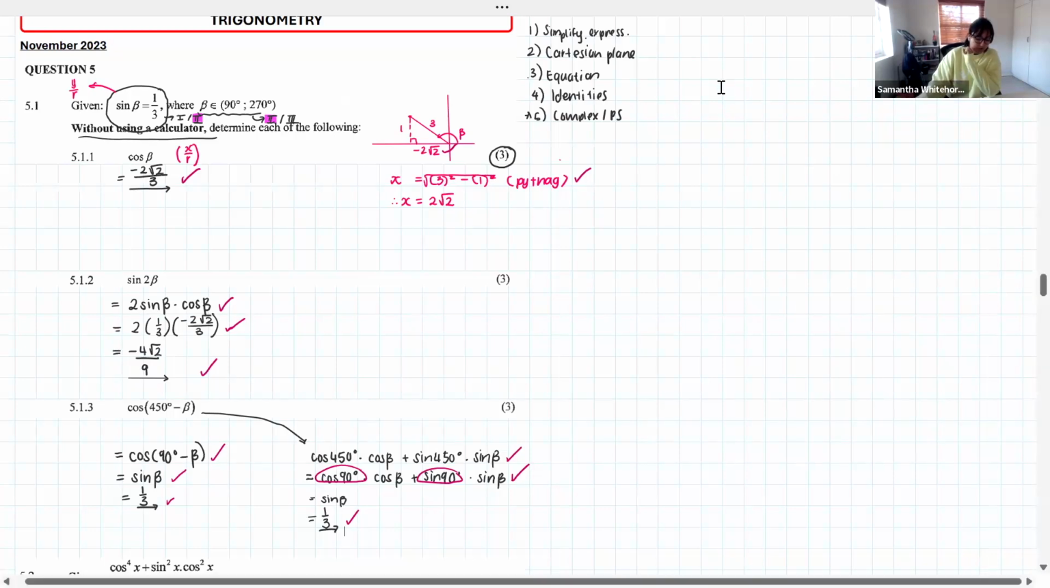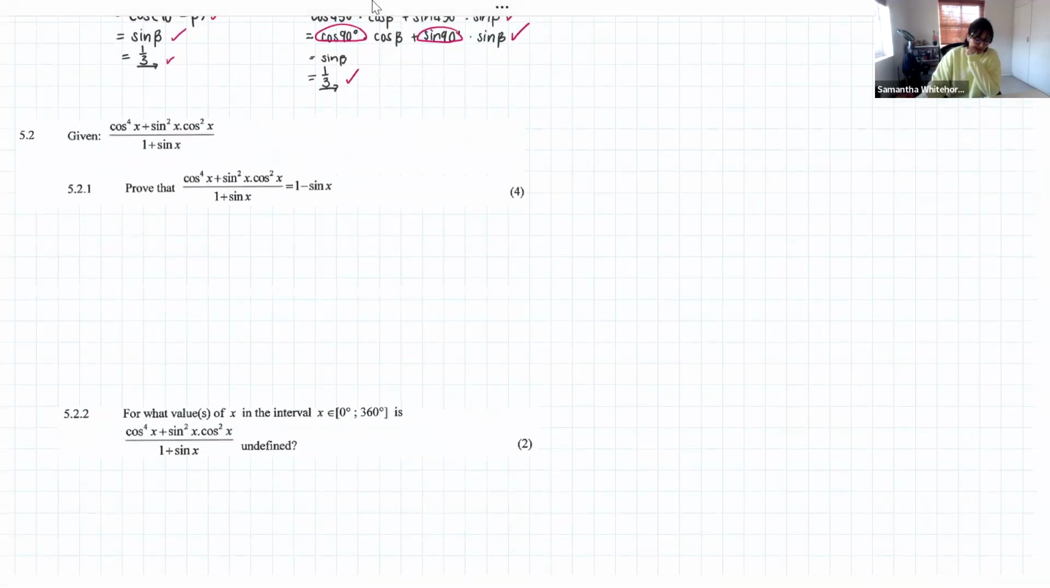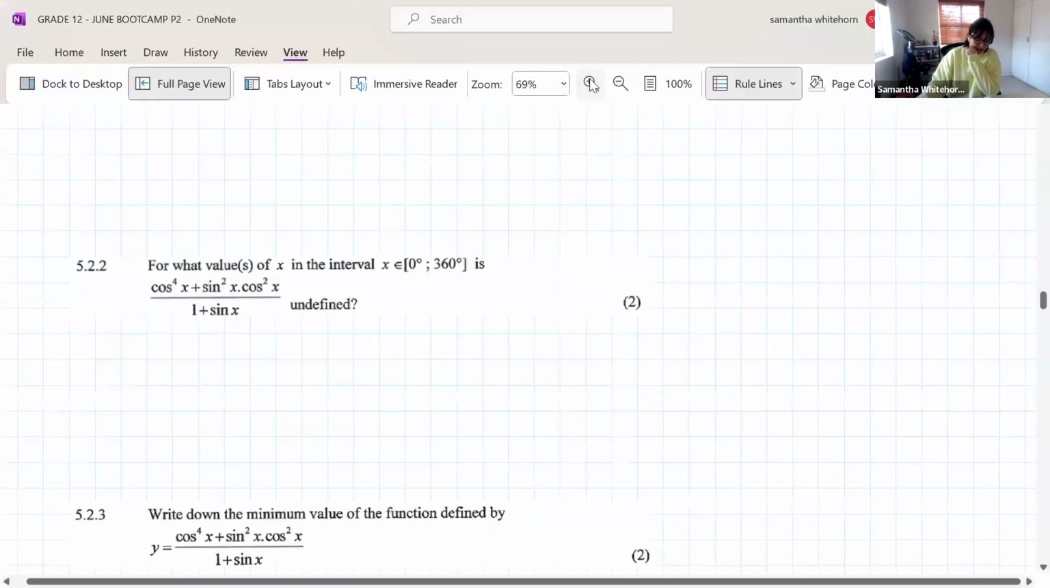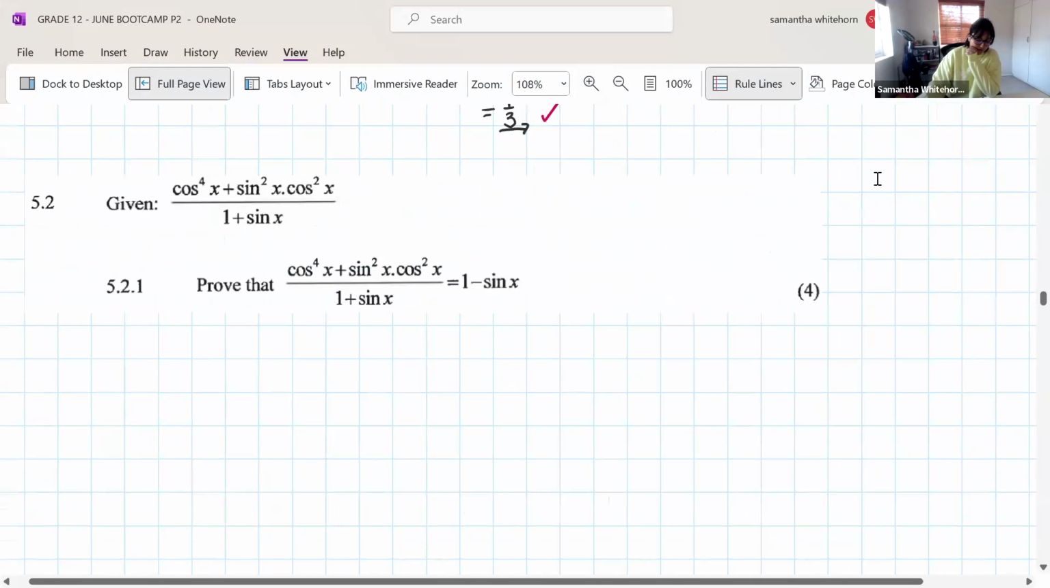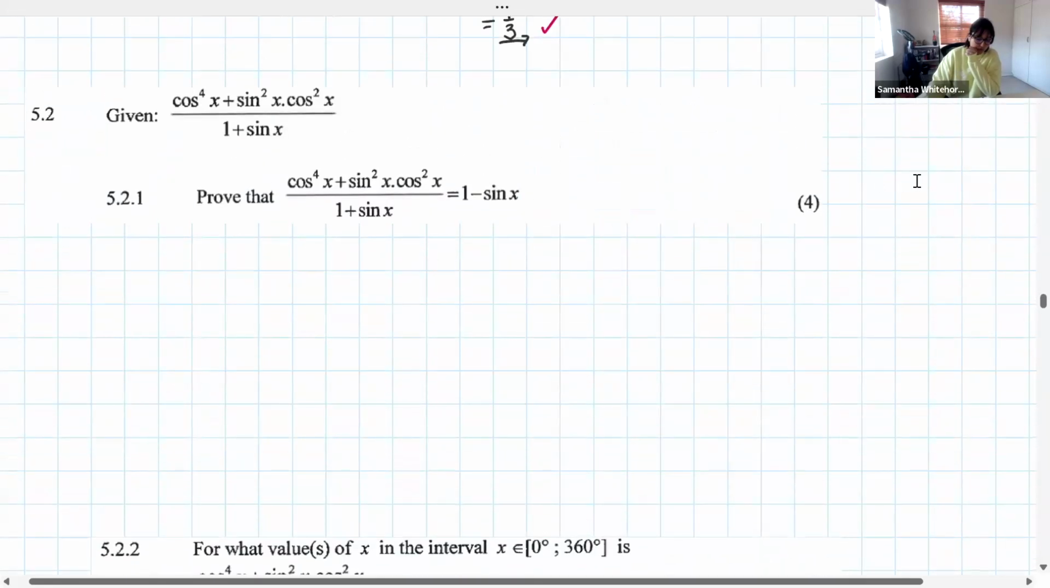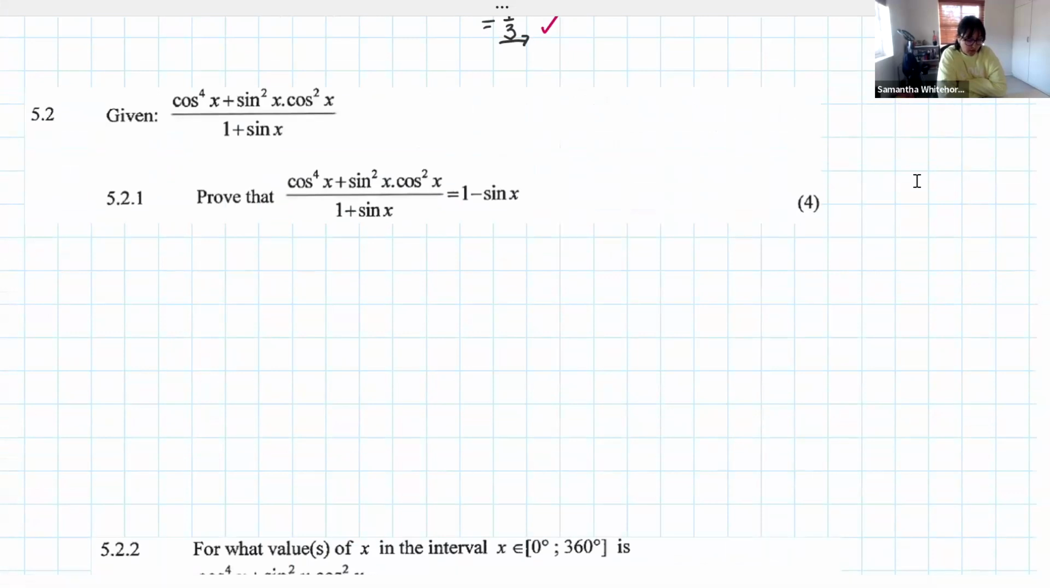Okay. So if we have a look at this next question, 5.2, like I say, this is an identity. We have been given cos to the power 4x plus sine squared x times cos squared x, divided by 1 plus sine x. The question is asking us to prove that that whole fraction is equal to 1 minus sine x. So it's asking us to prove an identity.